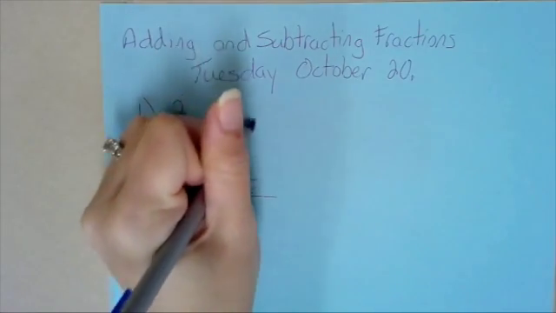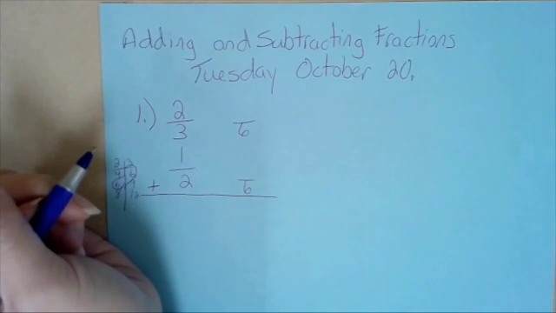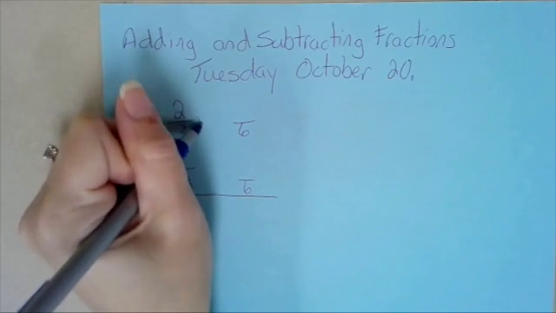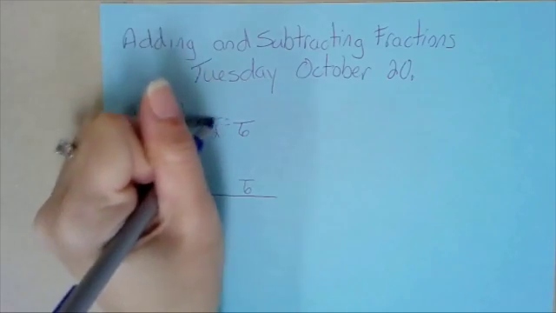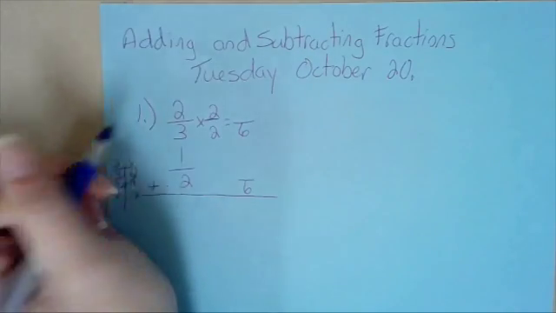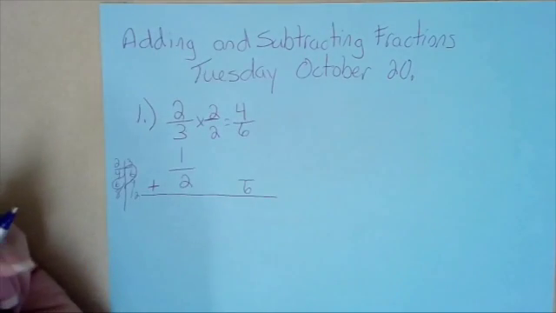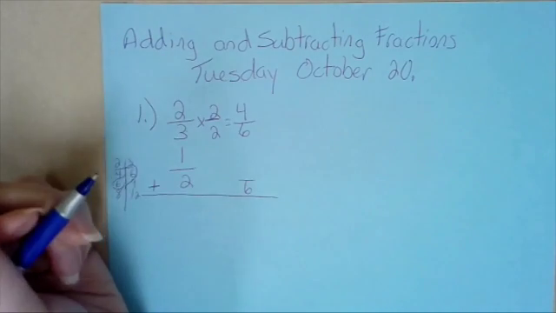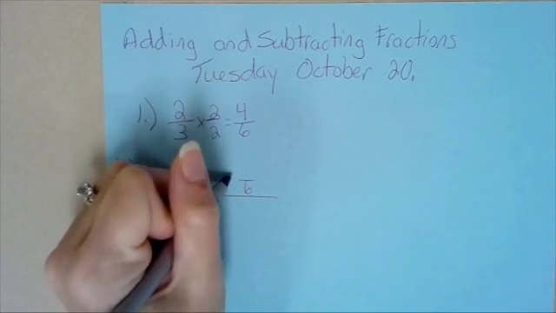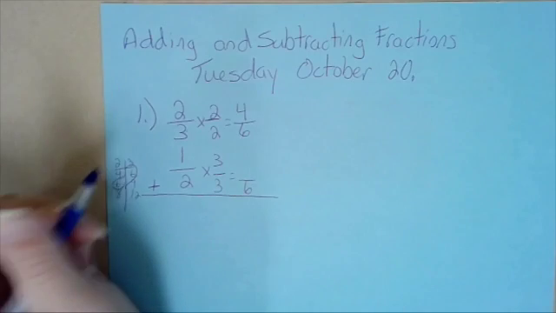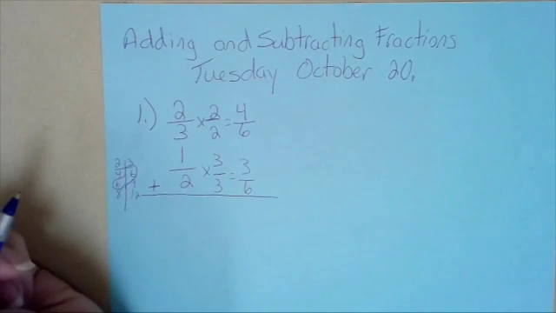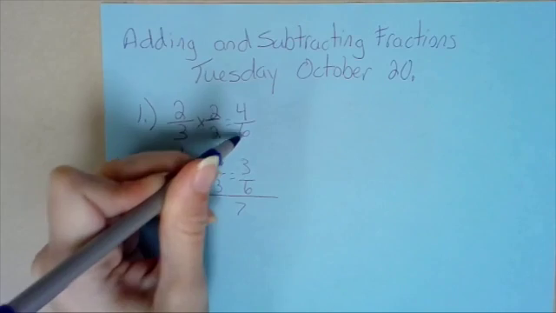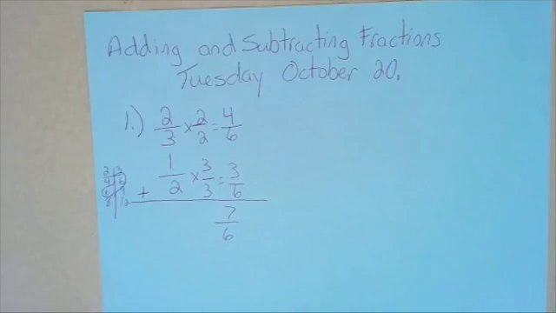Put down our 6, put down our 6. We talk to ourselves and say, hey self, how did you get to 6 from 3? And your self is going to say, well self, I multiplied 3 by 2 to get to 6. And if we did it to the bottom, we're also going to do it to the top. So 2 times 2 is 4. Then we talk to ourselves again: hey self, what did you do to 2 to get to 6? I multiplied by 3, self. And if I did it to the bottom, I'm going to do it to the top. 1 times 3 is 3. I'm going to add my numerators: 4, 5, 6, 7. Put it over my common denominator: 7/6.